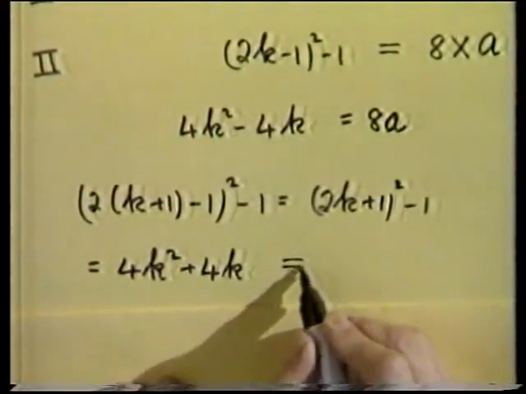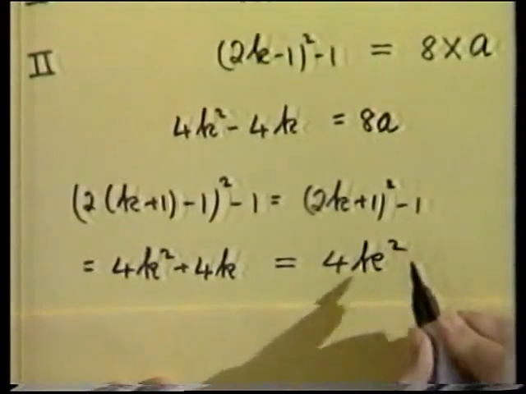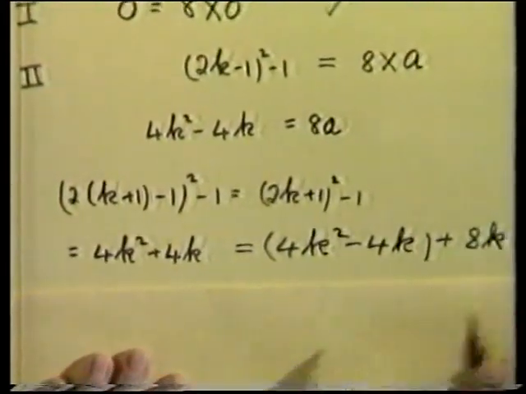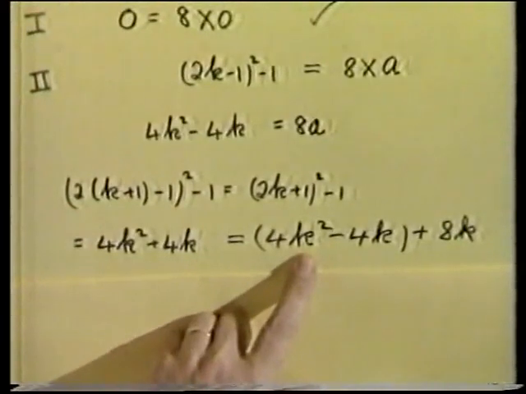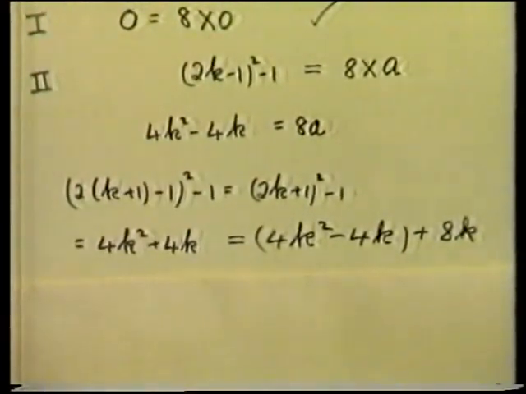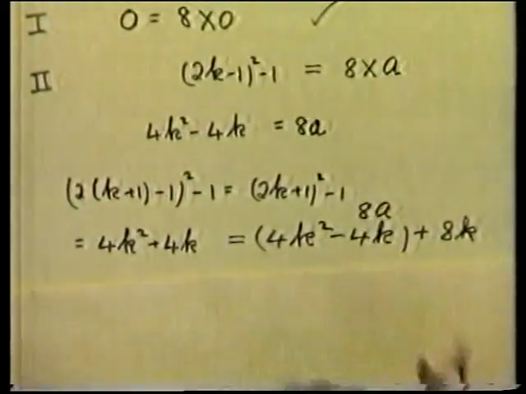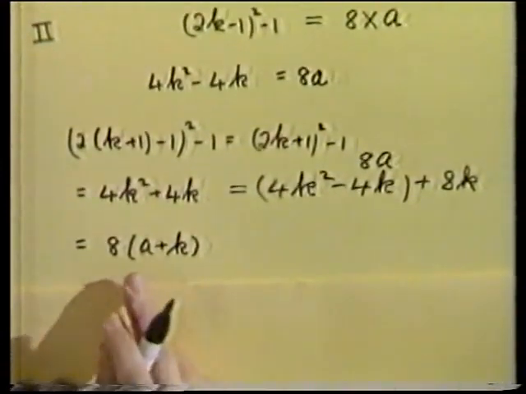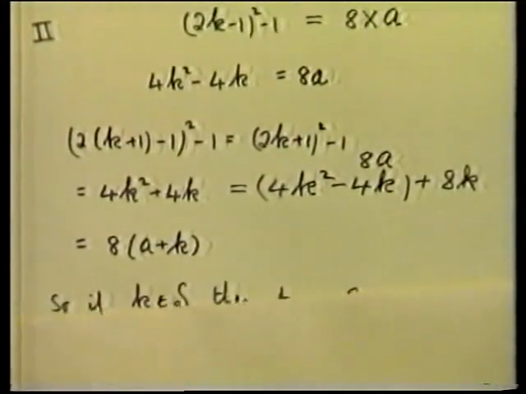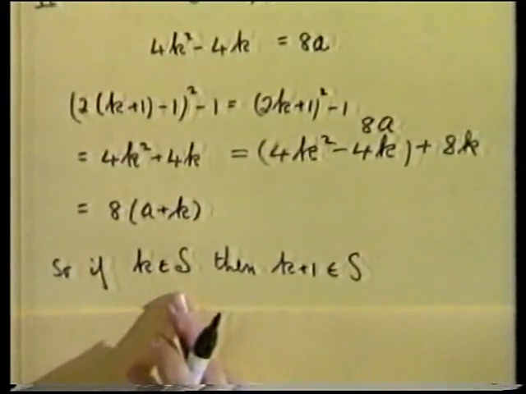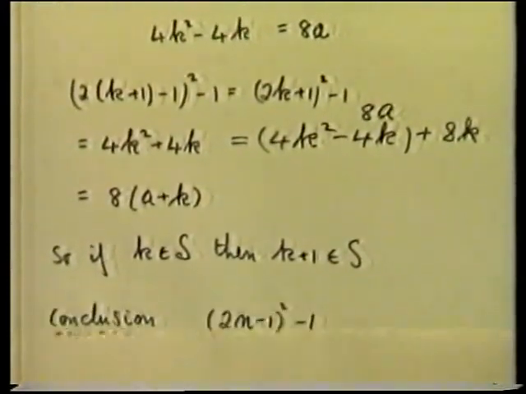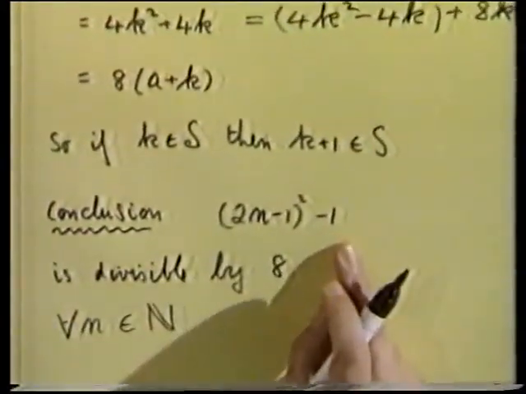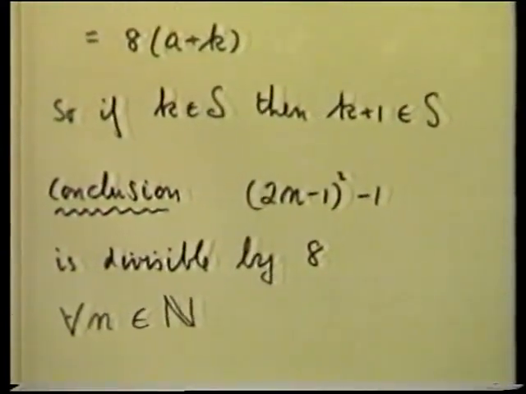Well, I can actually rewrite that using this result. That's 4k squared minus 4k plus 8k. I haven't done anything to that. And now we see that this expression I've got here is just what I got for k. In other words, that is a multiple of 8 times an integer. And so, by gathering these two terms together, I have that the expression for k plus 1 is 8 times the integer a plus k. So in fact, I have proved the second property. If k is in S, then k plus 1 is also in S. I've proved both properties for S, so my conclusion is that the expression that I started with is divisible by 8 for all the positive integers n.